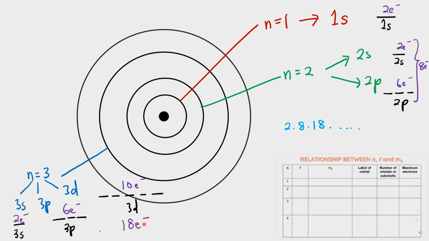Okay, so for this level, you dah belajar in details macam mana nak identify orbitals yang wujud pada setiap energy level. So why do we need to know these orbitals? Because kita nak cari apakah location, ataupun region in the atom yang mempunyai kebarangkalian untuk kita jumpa elektron. So these are the places or regions in an atom where there is high probability for us to find the electron in an atom.